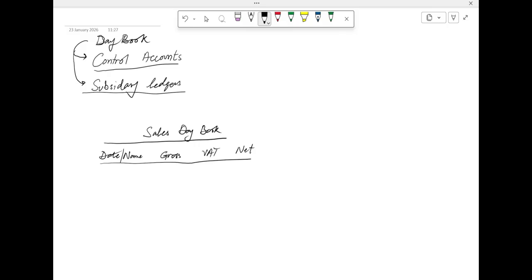So let's say I have A, B, C, D and E customers. Just to keep things simple, I'm going to enter 120 here, 20 and 100 over here. So each customer has bought goods from me for 100 pounds. The VAT is 20 pounds on it, and therefore 120 pounds is the total amount I have to collect from that customer.